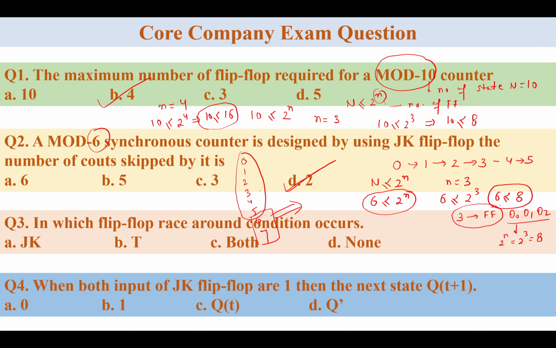Now we come to the third question. In which flip-flop does a race around condition exist? In a JK flip-flop there is a race around condition, and in a T flip-flop also. So the C option is more correct. Now the next question: if both inputs are 1, what is the next state? That means it is a toggle condition. Toggle is represented by Q bar, so the D option is correct.